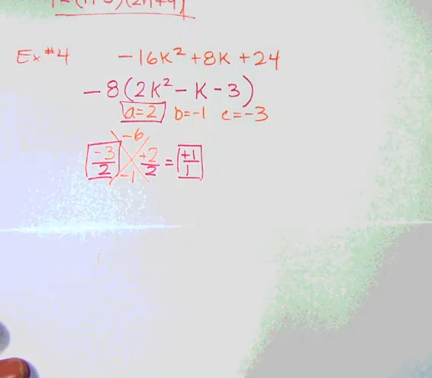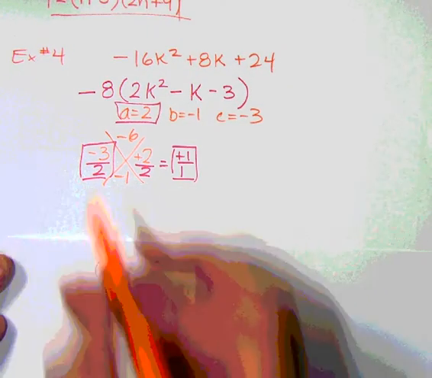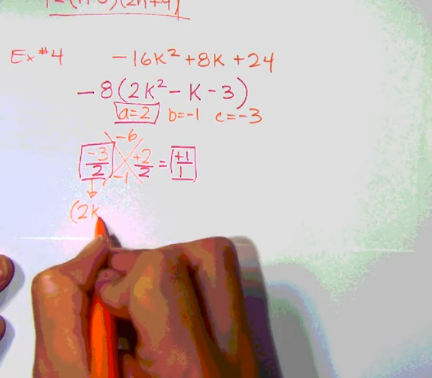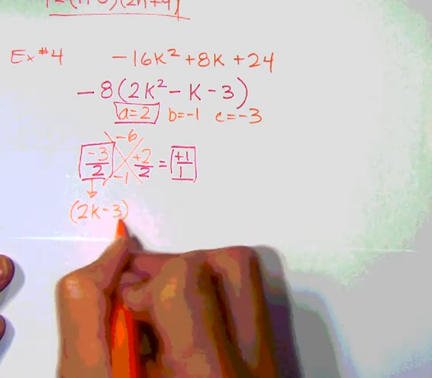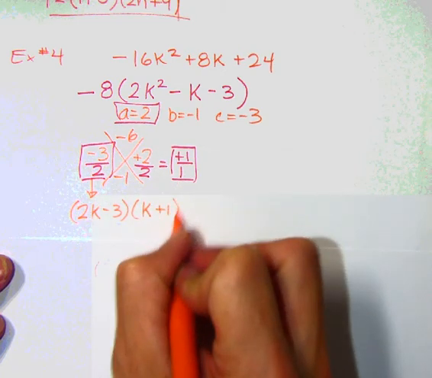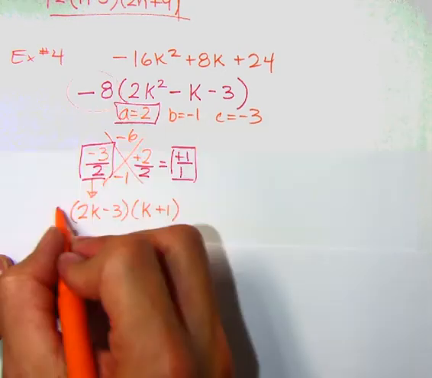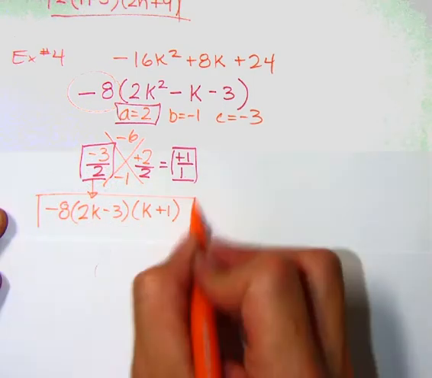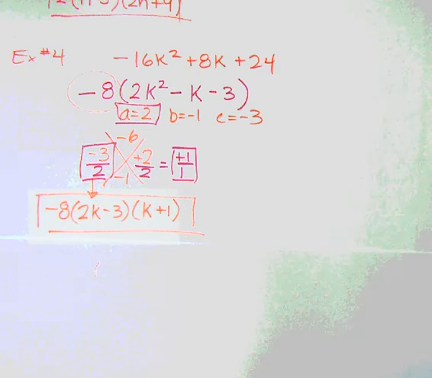Great. Next, I'm going to change these two binomials. So this is now going to be 2k minus 3. This one's going to be 1k plus 1. And then again, don't forget that you pulled out a negative 8 in the beginning, so that's got to be sitting in front of your final answer. And that's how we factor trinomials.